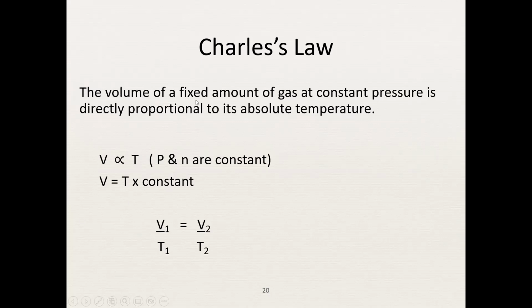But with Charles' law, now what we're going to see is that the volume of a fixed amount of gas at constant pressure. So now we're keeping pressure constant. We're keeping the amount of gas still constant. So now we're going to be relating temperature and volume. What we're going to see is that these are directly related. So as one of these goes up, the other is going to have to go up if we're keeping pressure and amount of gas the same.